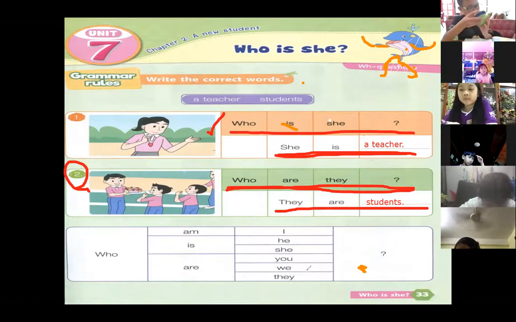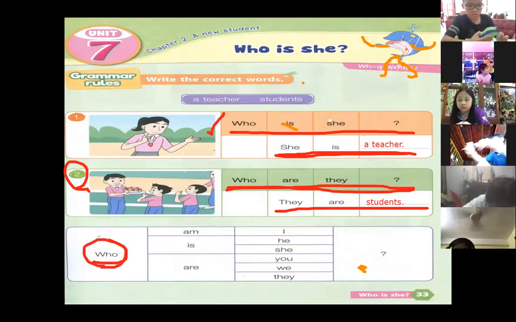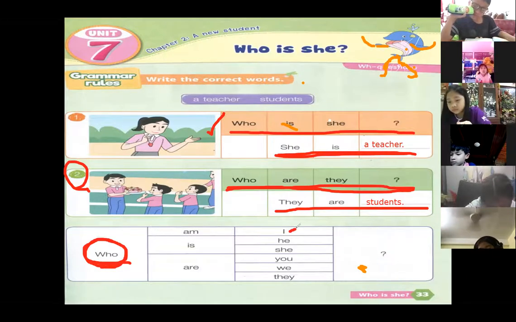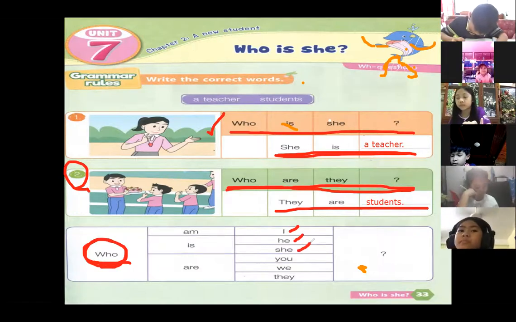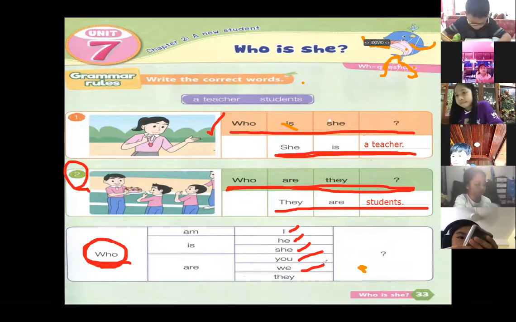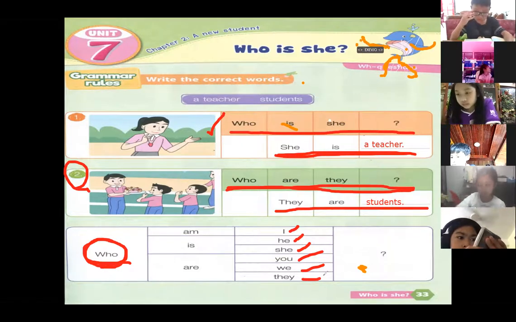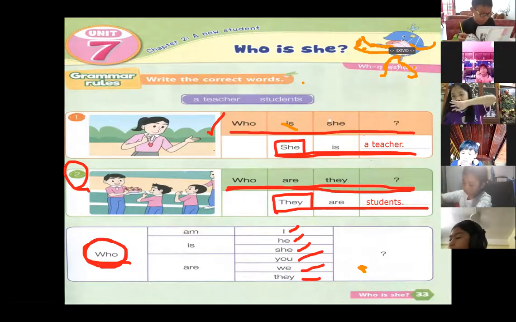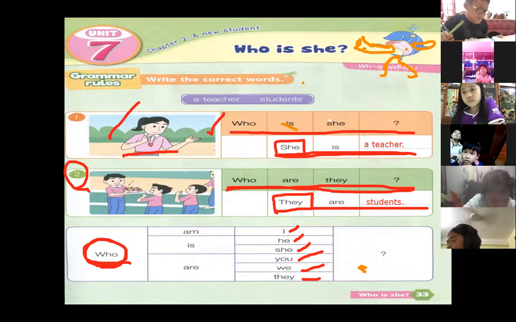So look at this. The question who means we are talking about a person. I, meaning yourself. He, meaning a boy. She, meaning a girl. You. We, meaning all of us. They, we're pointing to a group of persons or students. That's why we use they are students. And she, because this Miss Chai Prasid is a girl.